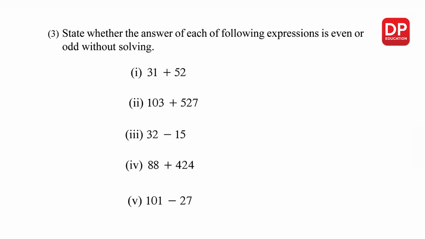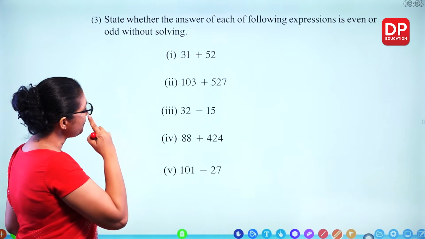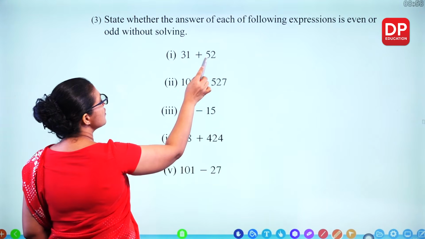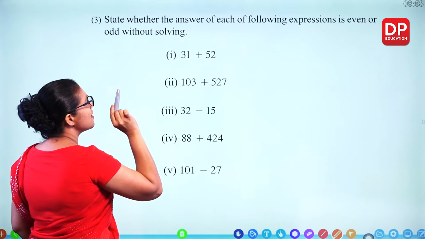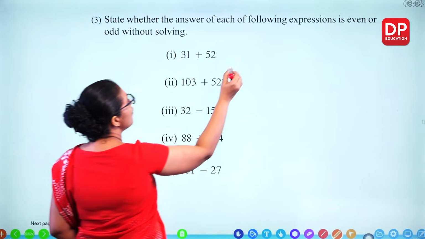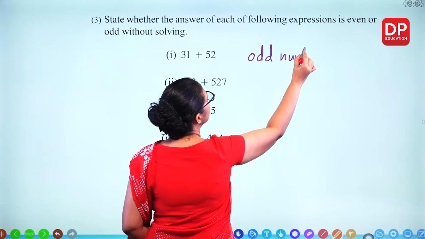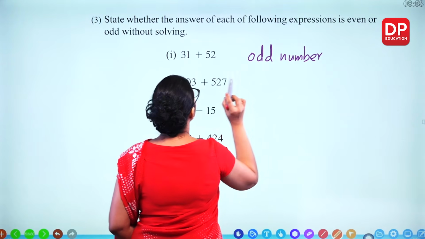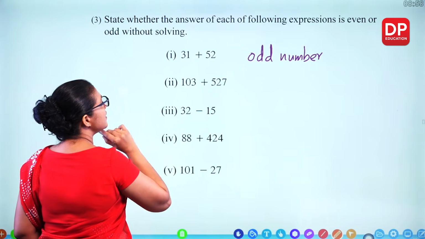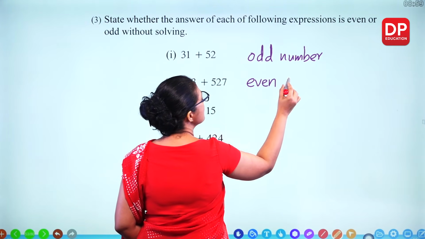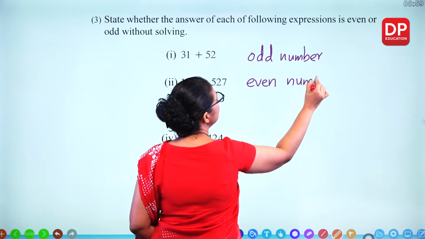Question number 3. State whether the answer of each of the following expressions is even or odd without solving. So what we can do? Just check the last digit. 2 plus 1, that's 3. So you get an odd number. 3 and 7, that's 10. 10 means 0 is the last digit. Even number.